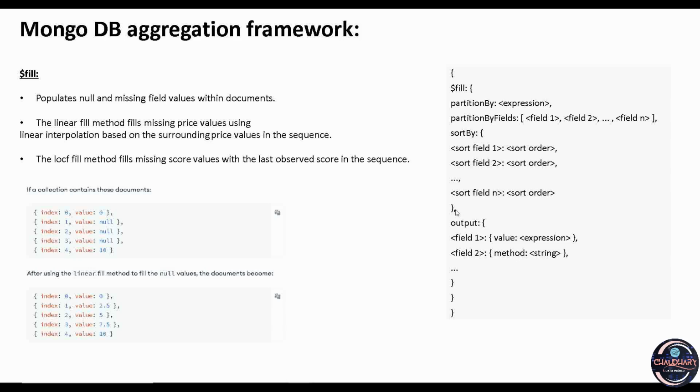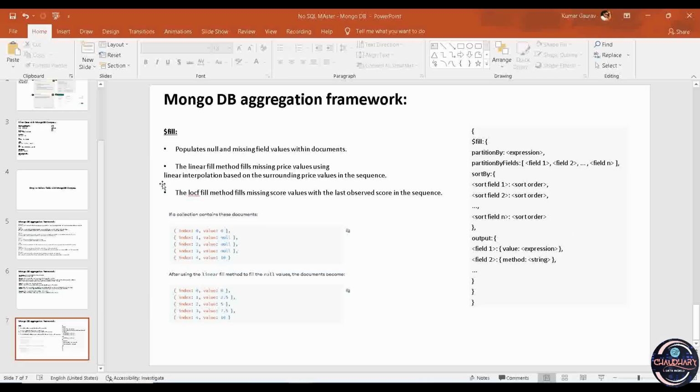Now, last, and the very important and required one, is output. In output, you need to provide which field you want to fill up and with what method you want to fill it. You specify both of these things in the output option. We'll definitely demonstrate how we can use it, but before that, let me demonstrate it first so that you can better understand how these things work. Then we will move to the next.